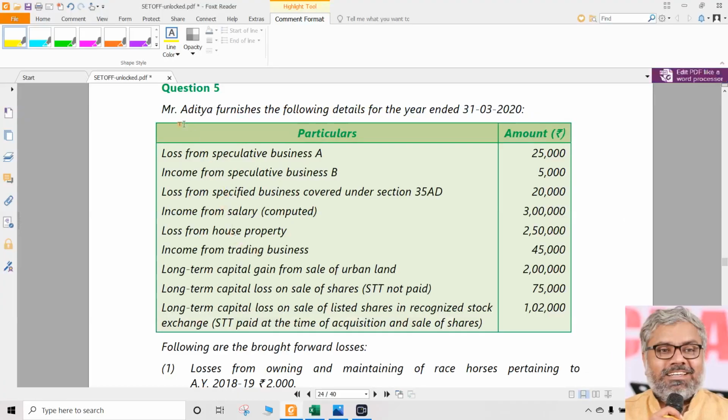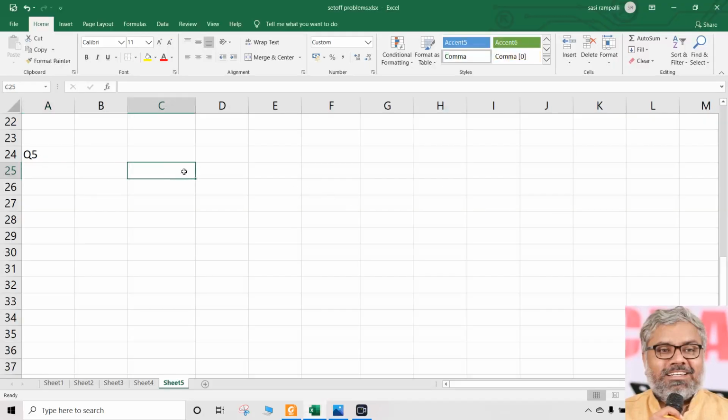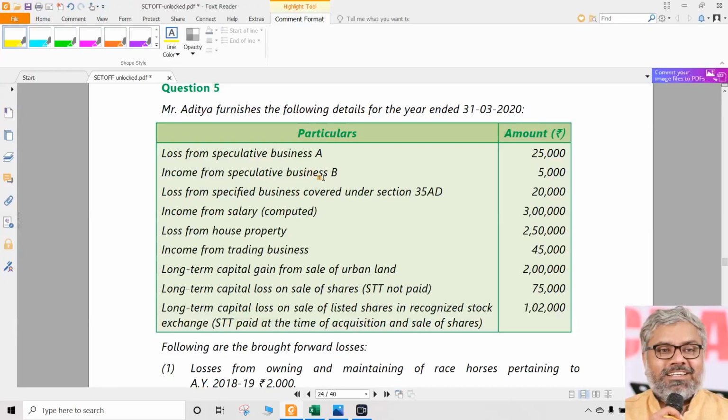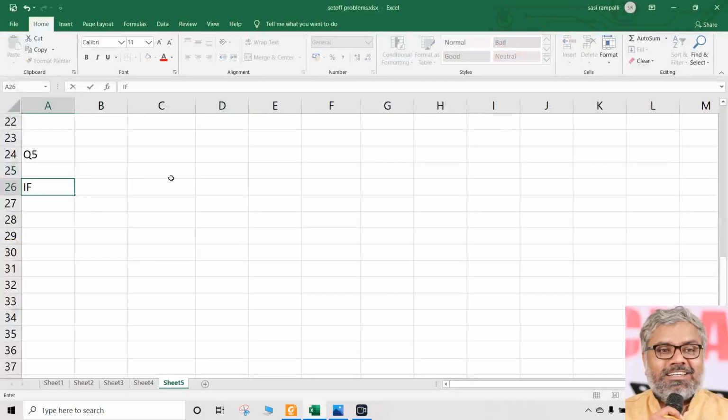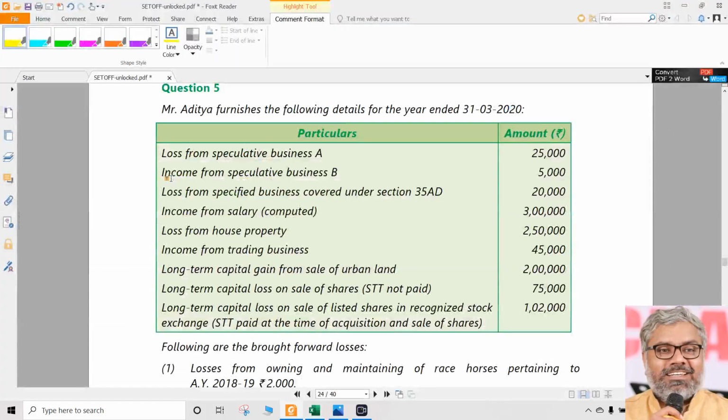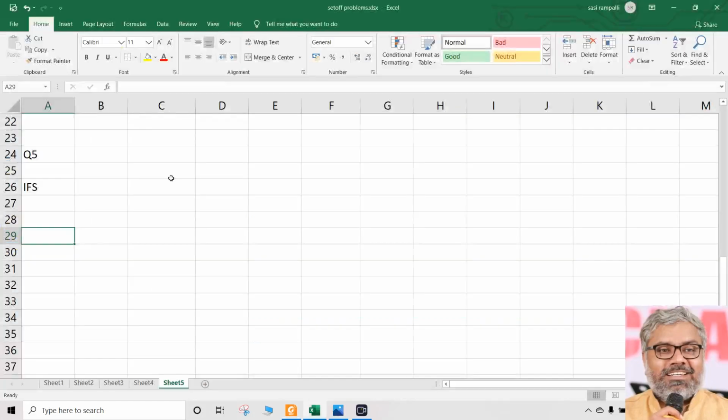Let us take question number 5. Aditya furnishes the following details for the year ended 31st March 2020. A lot of details are given and other things are also very similar. Mostly we'll have the heads of incomes and an inner column and an outer column, nothing much different. So various things are there like income from salaries, that is going to be always positive. If there is a PGBP, that also will be there. If there is income from house property, that will also add. Then there is capital gains and income from other sources, if any.